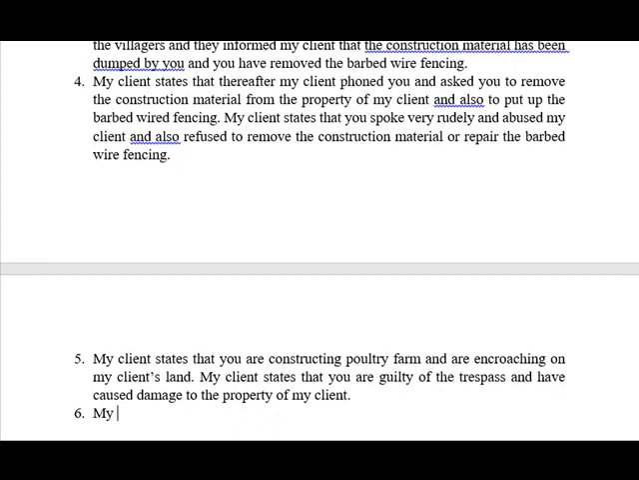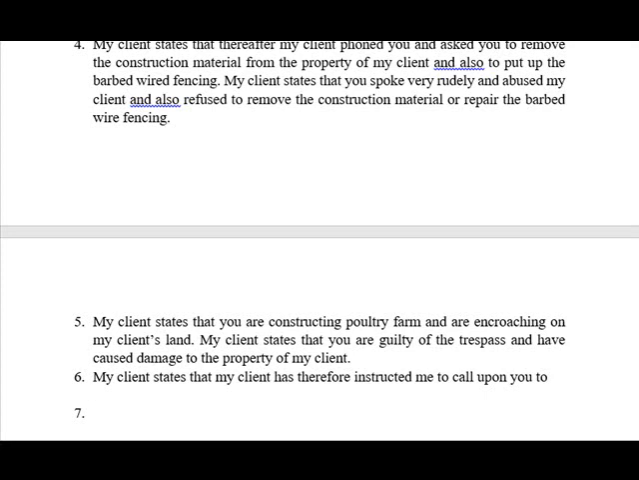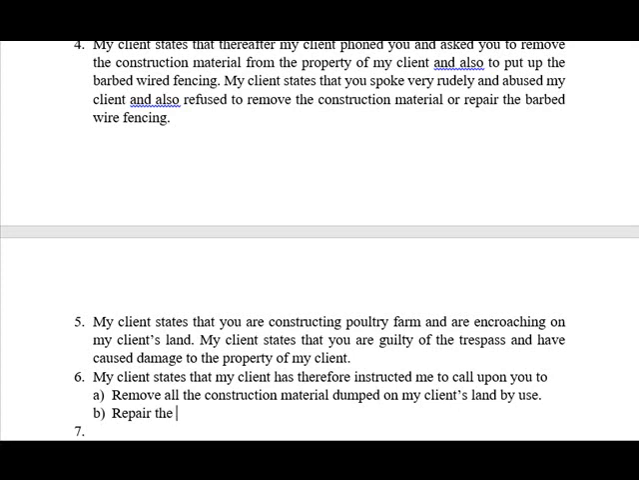In sixth paragraph, we will write that my client states that my client has therefore instructed me to call upon you to remove all the construction material dumped on my client's land by you. Repair the barbed wire fencing.